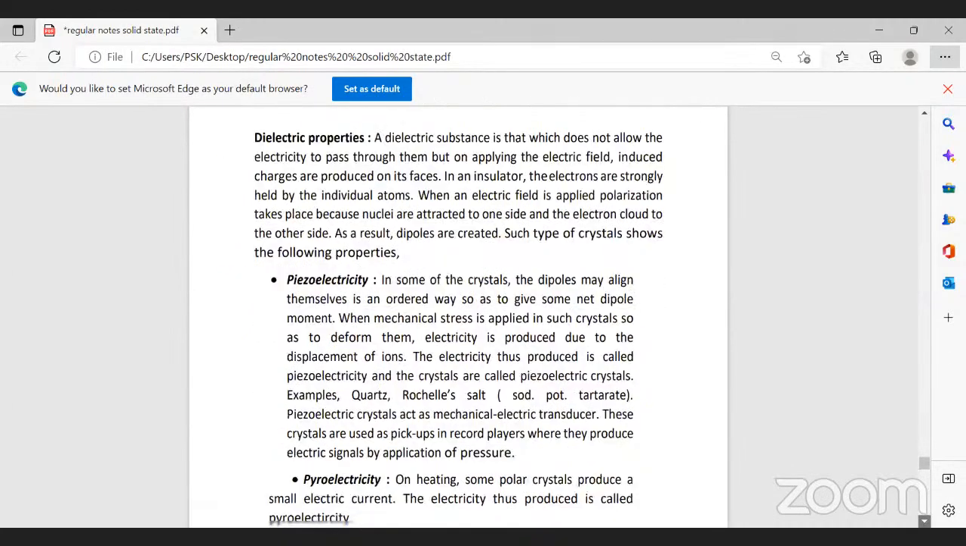Dielectric property. Dielectric substance is that which does not allow electricity to pass through it. But on applying an electric field, induced charges are produced on its faces. In an insulator, the electrons are strongly held by individual atoms. When an electric field is applied, polarization takes place because nuclei are attracted to one side and the electron cloud to the other side. As a result, dipoles are created. Such type of crystal shows the following property.